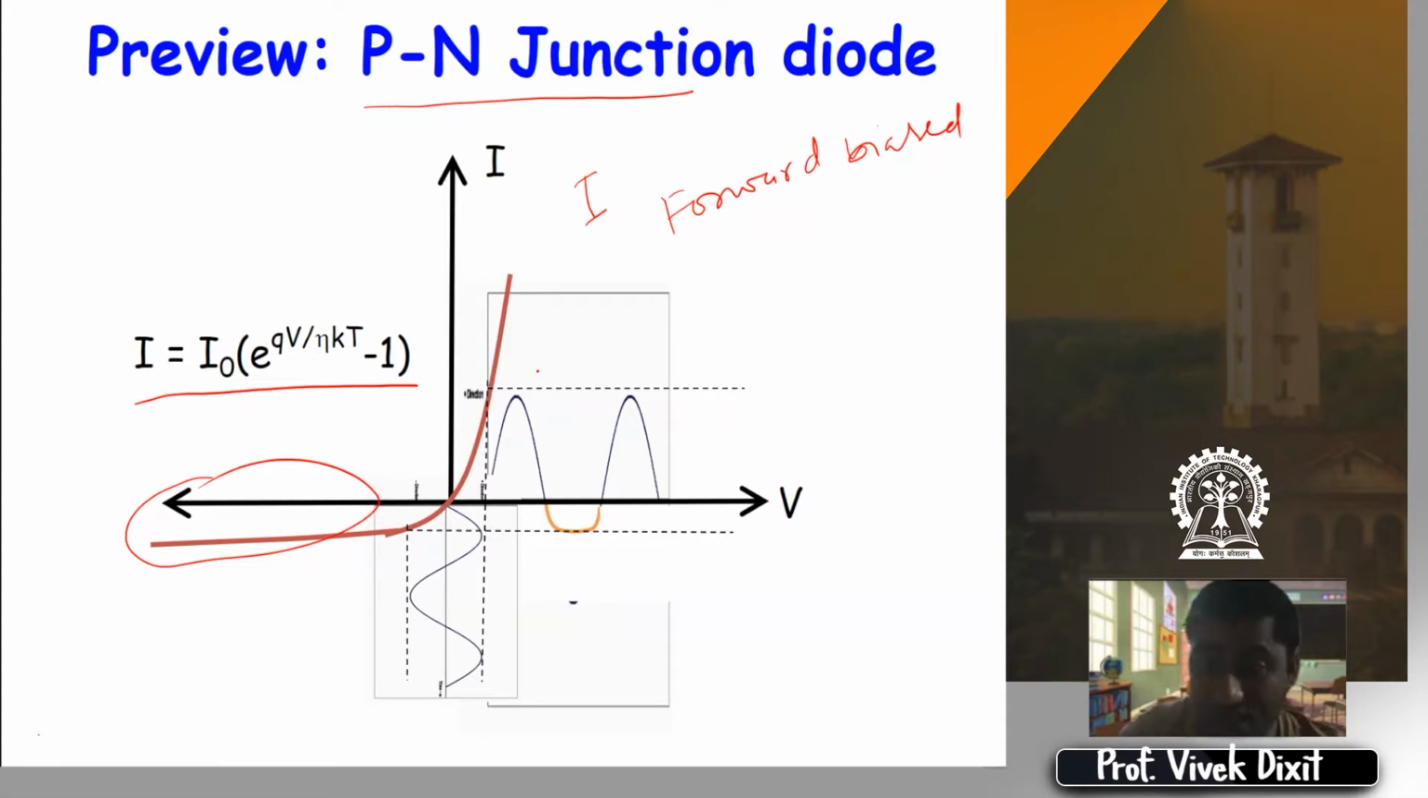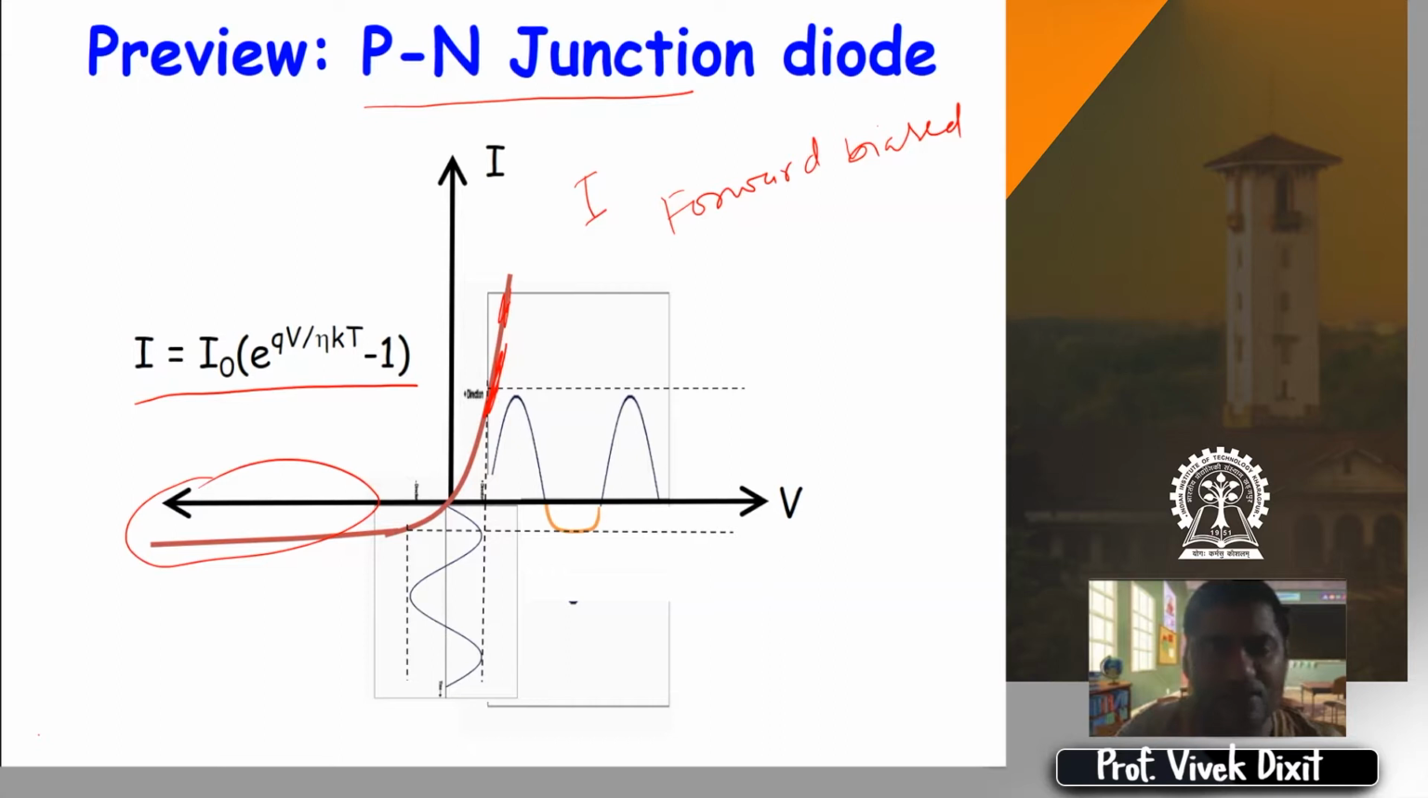And for the application of this diode, you can basically use it as a rectifier, right? So if you apply a voltage, for positive voltage it will conduct, for negative voltage it will not conduct. And you have different slopes at different points. So if you choose a different operating point, you can get different dynamic resistance, right?